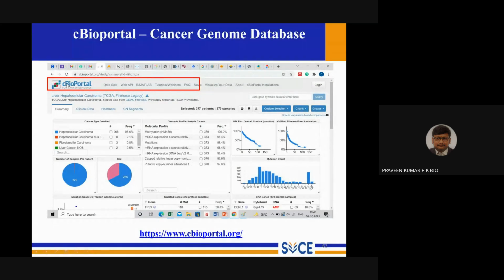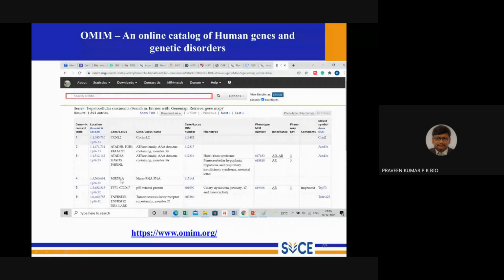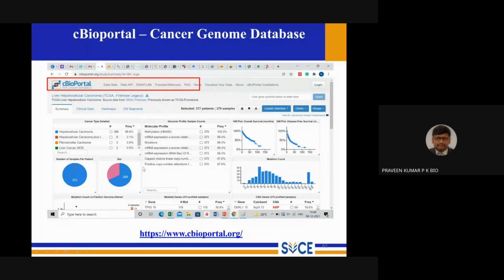So you can try cbioportal.org today, after my session, and just type a cancer. It can be oral cancer, or you can type breast cancer, something like that, and you find such significant data. If you scroll down, you can find more data. I just showed you only one page. Nearly 5 to 6 pages are there.